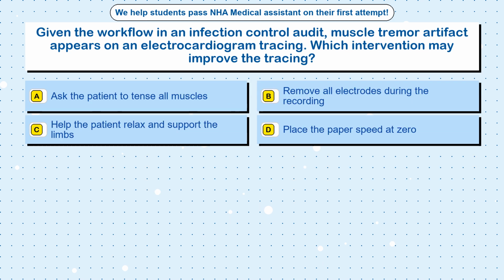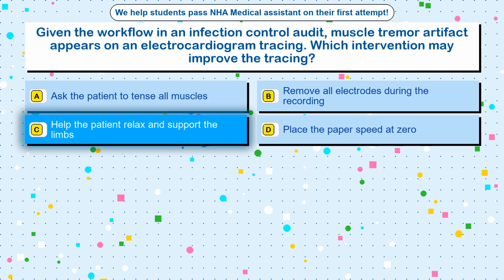Question 99. Given the workflow in an infection control audit, muscle tremor artifact appears on an electrocardiogram tracing. Which intervention may improve the tracing? Option A, ask the patient to tense all muscles. Option B, remove all electrodes during the recording. Option C, help the patient relax and support the limbs. Option D, place the paper speed at 0.